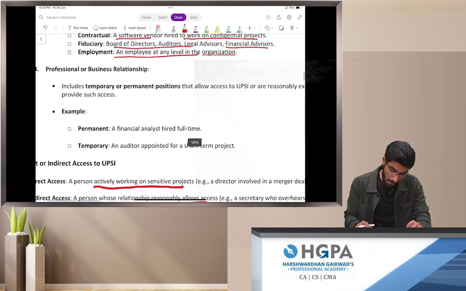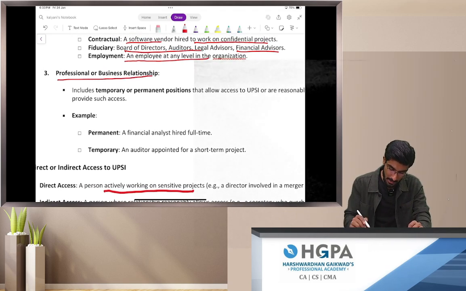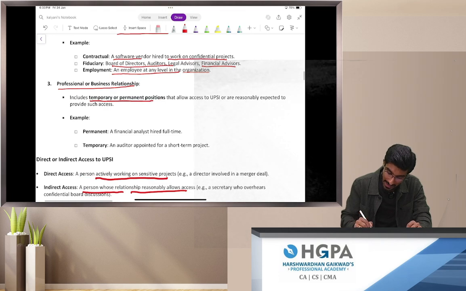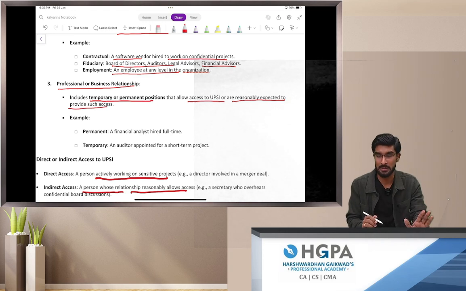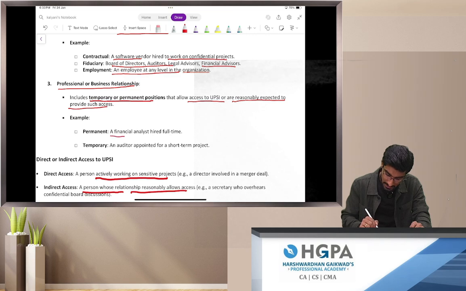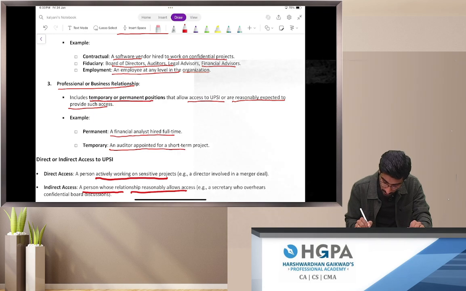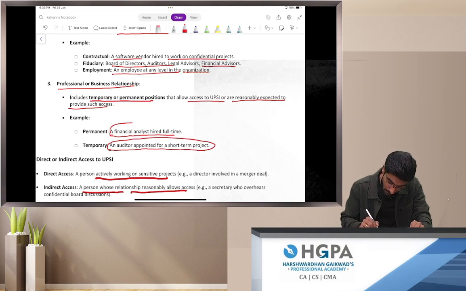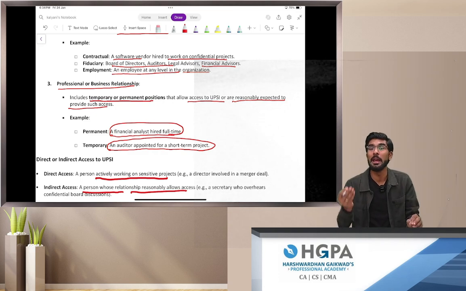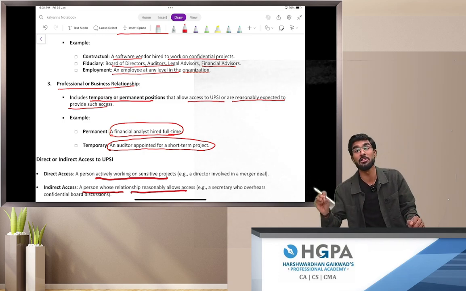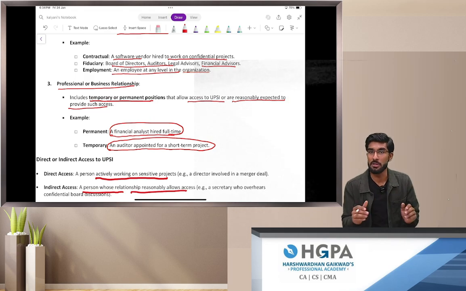Number three is professional or business relationship. It includes temporary or permanent positions that allow access to UPSI or are reasonably expected to provide such access. Example, a financial analyst hired full-time, or, if temporary, an auditor appointed for a short-term project. So he can be a permanent person or a temporary person, it doesn't matter. If he has access to UPSI or can have access to UPSI, he will be called under association.